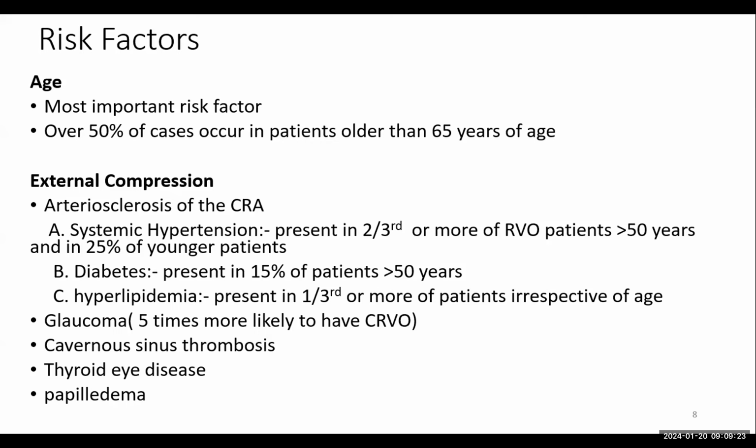The causes of atherosclerosis include systemic hypertension, diabetes, and hyperlipidemia. It's said that systemic hypertension is present in two-thirds or more of retinal vein occlusion patients that are 50 years and above, and in 25% of younger patients. Diabetes is present in 15% of patients that are greater than 50 years. Hyperlipidemia is present in one-third or more of patients, irrespective of age.